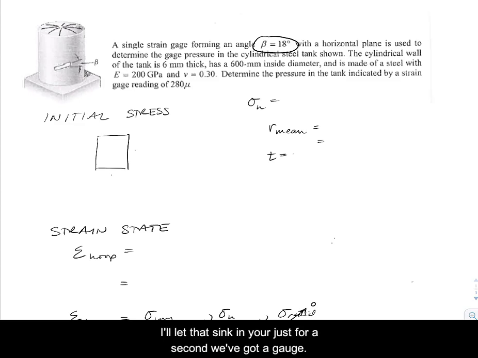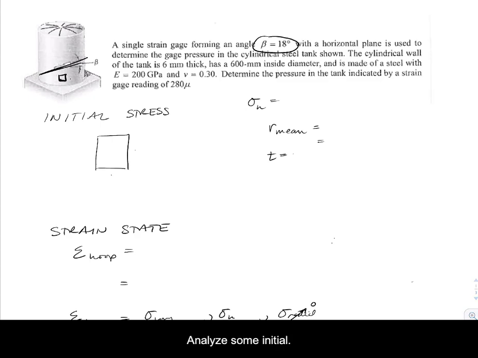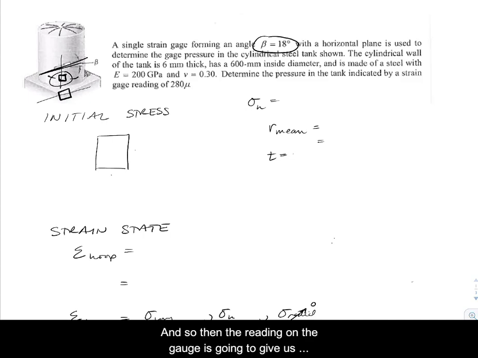So again, I'll let that sink in for a second. We've got a gauge sitting up here at some angle. So we want to analyze some initial state, and we'll do stress. We'll then use 3D Hooke's law to get it to strain. And then we want to put it on the angle of the strain gauge. And so the reading on the gauge is going to give us the answer on the x prime axis.